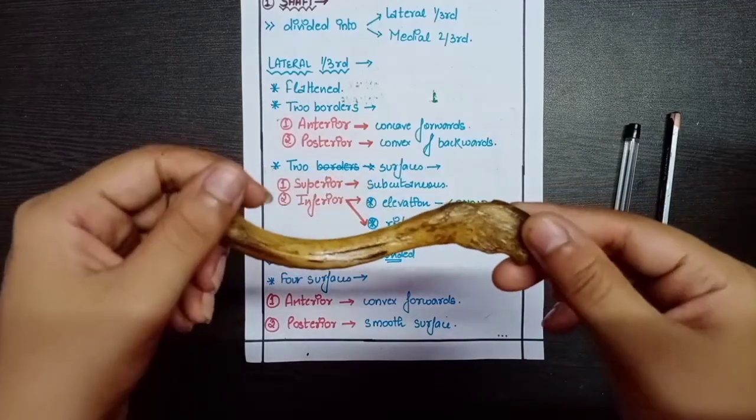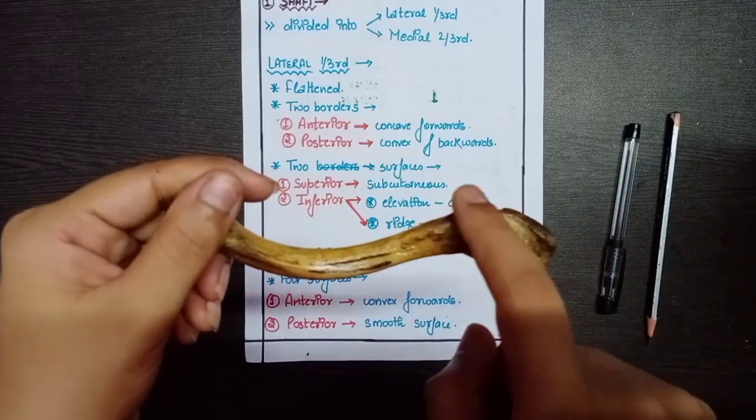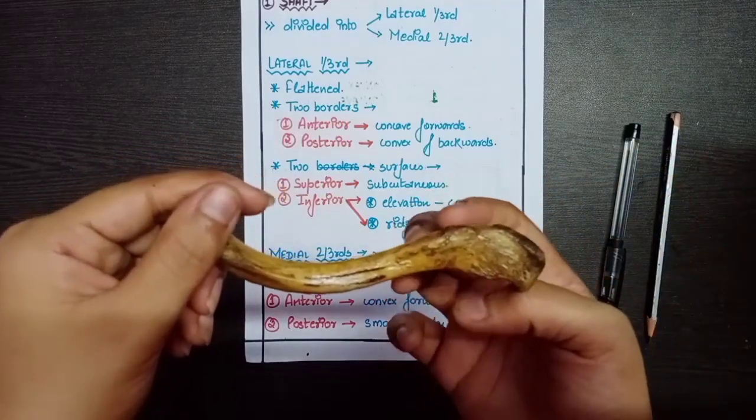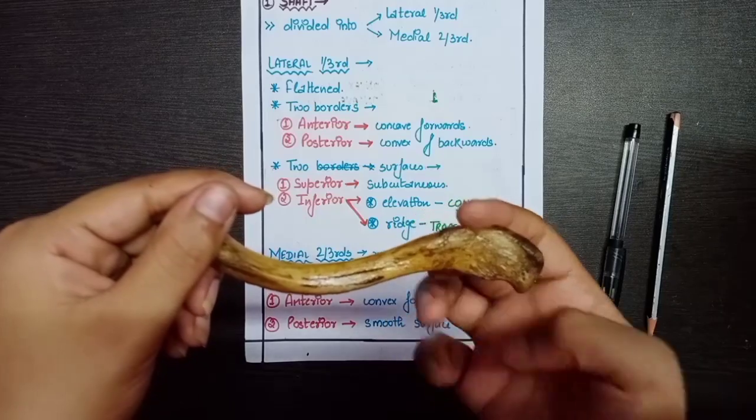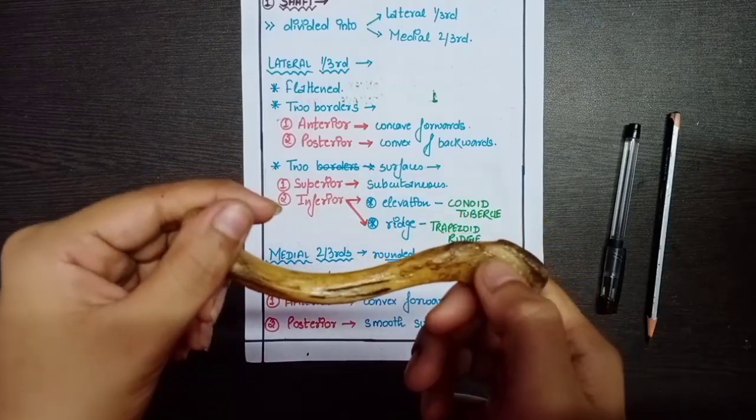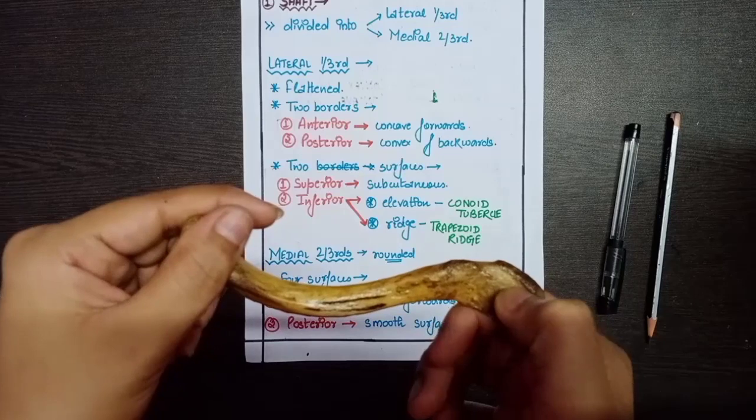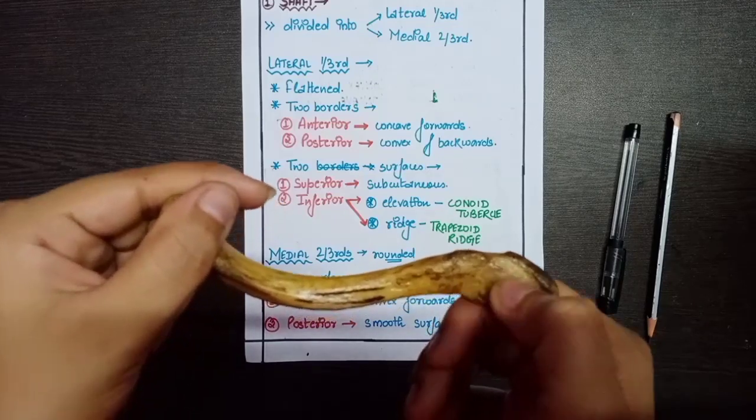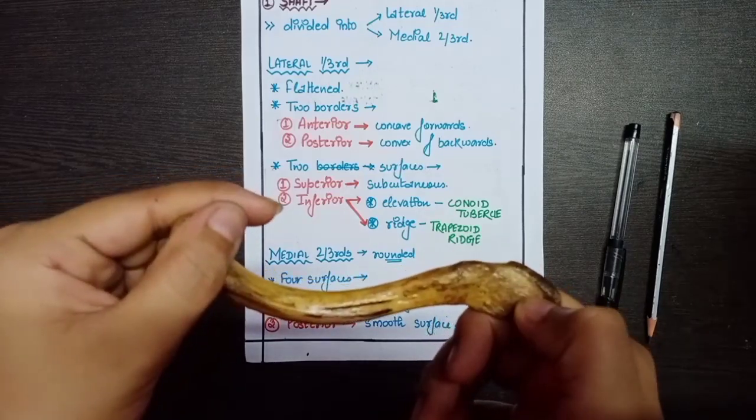Just tilt it around. Inferiorly it has one elevation. See this elevation, which is your conoid tubercle, and there will be a ridge here. If you have a bone, you can feel it. There will be a ridge here. See, a little bit of gap, ridge. That is your trapezoid ridge.